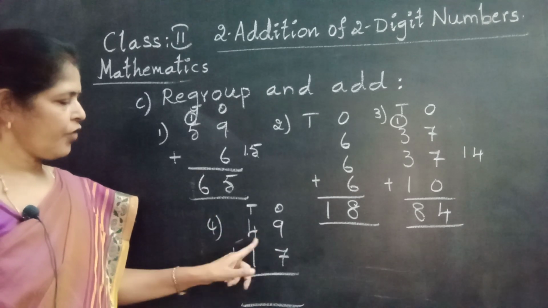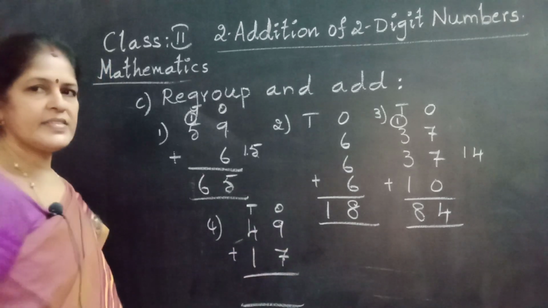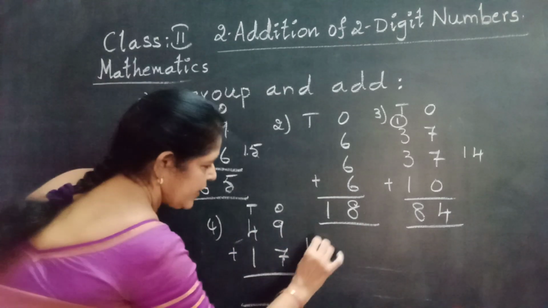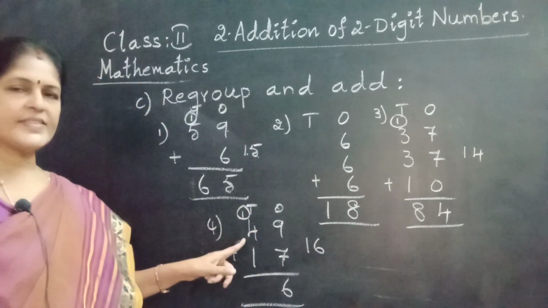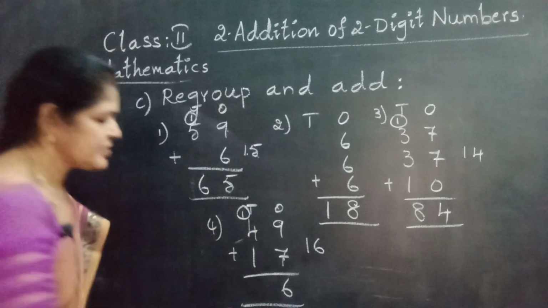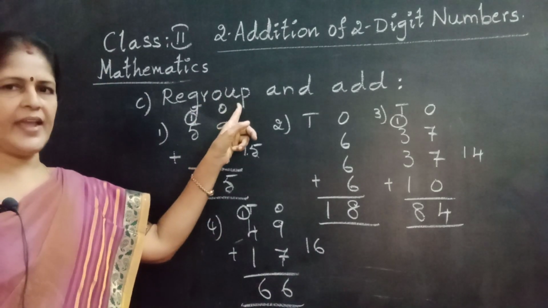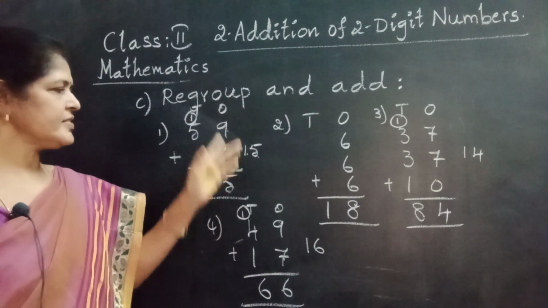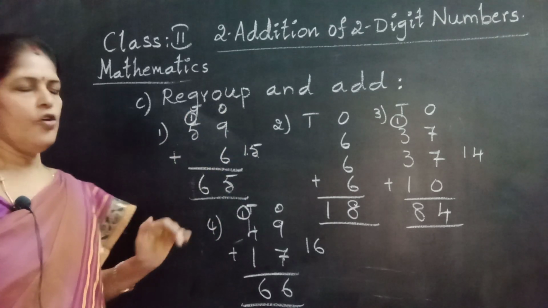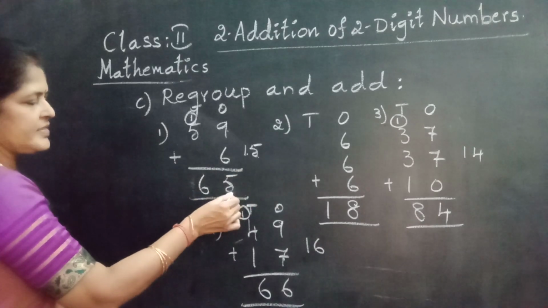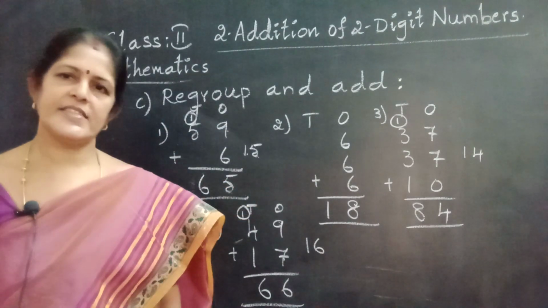Now come down. 49 plus 17. Fourth one. Adding ones. 9 plus 7, 16. Very good. 6 right here. 1 carry forward. 1 plus 4, 5. 5 plus 1, 6. All are with regrouping. With regrouping means carry forward. Carrying concept. We write the ones place number in the ones place, and the tens place number is carried forward to the tens place.